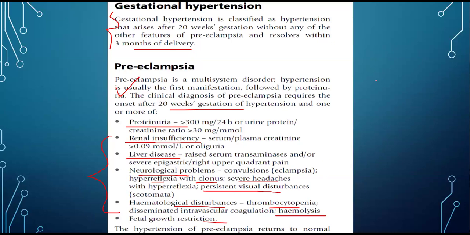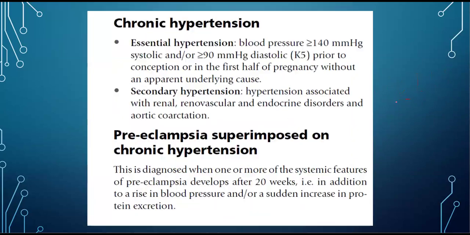There is another complication of preeclampsia that we call HELLP syndrome. So what is HELLP syndrome? Sometimes a preeclampsia patient can be complicated by hemolysis, and then EL means elevated liver enzymes and LP means low platelets. That's called HELLP syndrome. Having HELLP syndrome is also a feature of severe preeclampsia or impending eclampsia. Chronic hypertension is a patient who had high blood pressure even before pregnancy.